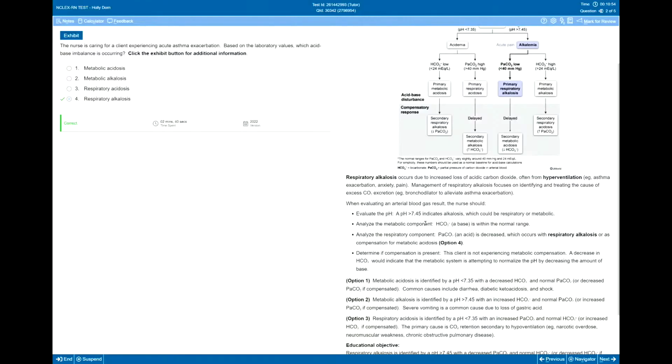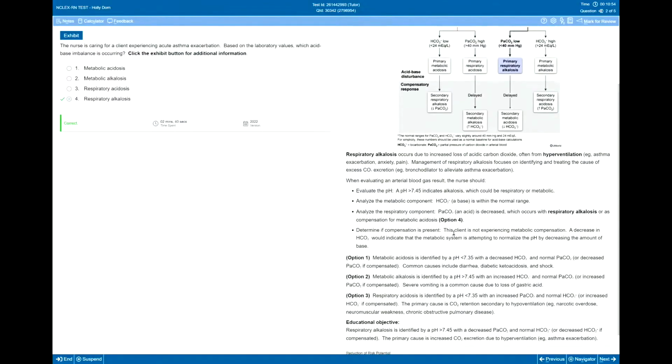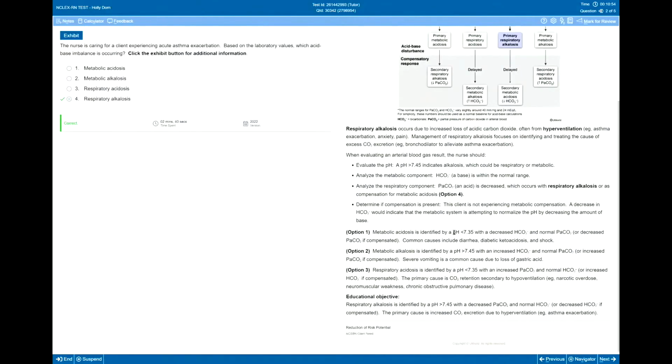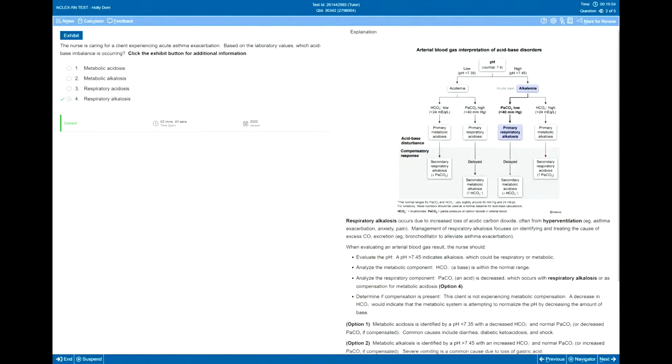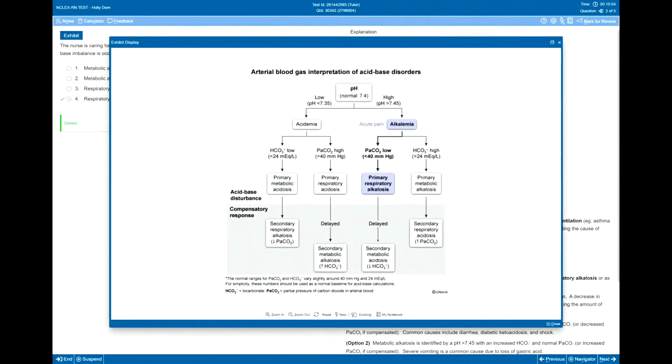And same with number 2, metabolic alkalosis. That would be too much base, which would be a high pH, which we do have an elevated pH, but this is not metabolic. And then also we have our respiratory acidosis, which would be too acidic, but related to a respiratory cause. So looking at our options here in our image, I want to point out we have some great images here to help you really go down the flow chart and determine what you're looking for.